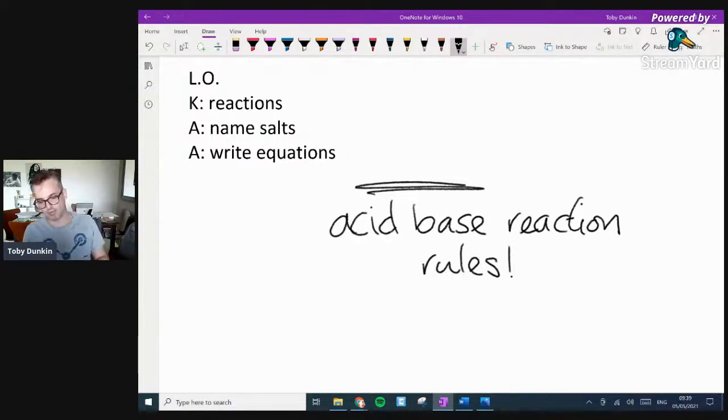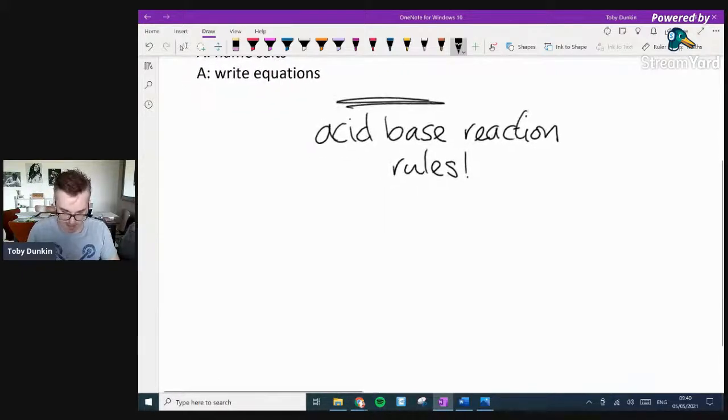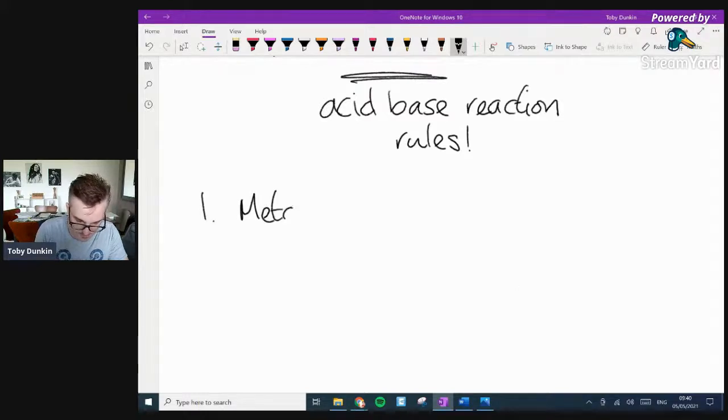Acid-base reactions rules. Okay, so acid-base reaction rules. There are technically 4 rules, but we combine 2 of them. The first one is MASH. Number 1, metal plus acid.